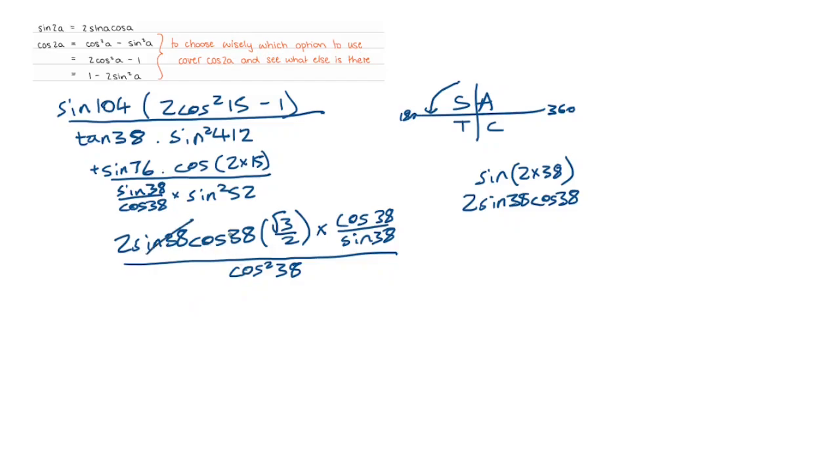The sin 38 here will cancel with the sin 38 at the bottom. The cos 38 is cos squared 38, and there's a cos squared 38 at the bottom. So all of those are gone. And the 2 at the top will cancel with this 2 at the bottom. And just like that, there is your tasty answer.